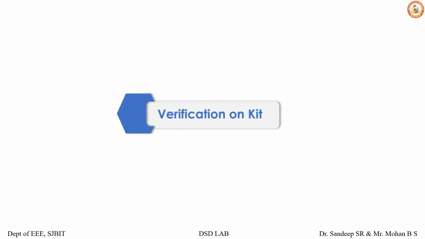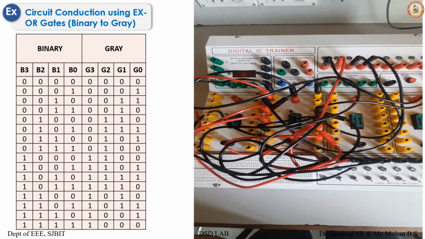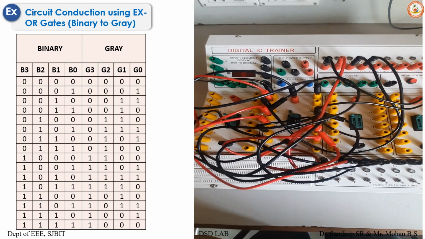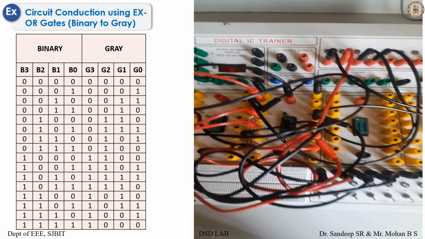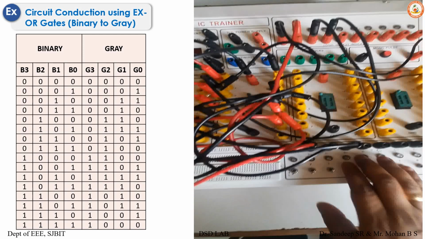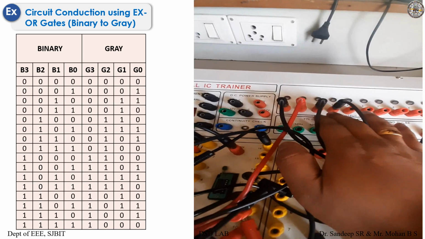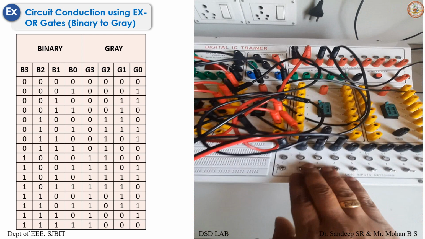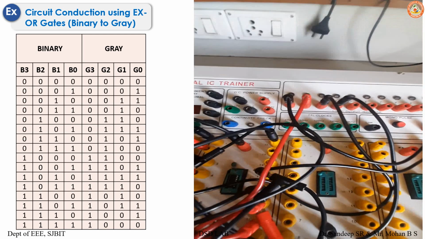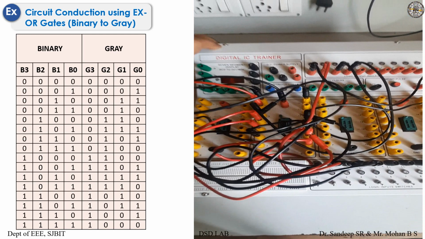And now let us verify it. Let's verify the truth table for binary to gray. Here we have connected the IC 7486. These are our 4 input ports and these are the 4 output ports. We are giving input as binary and getting the equivalent gray code. So let us verify by switching on the kit.